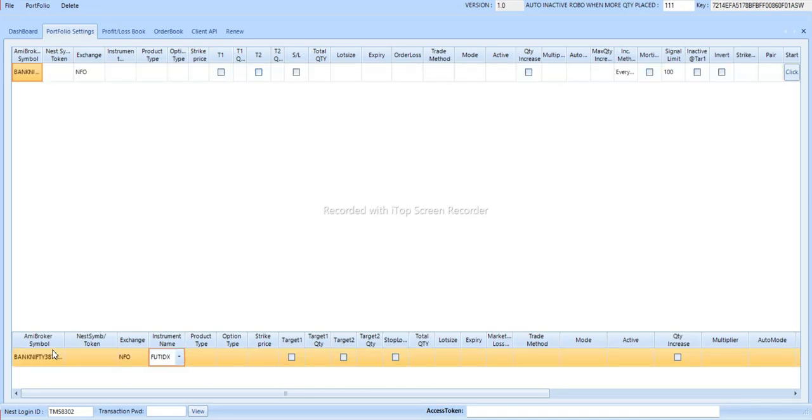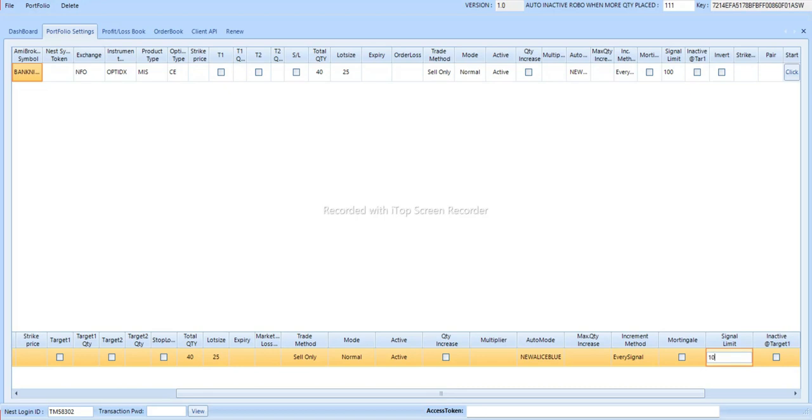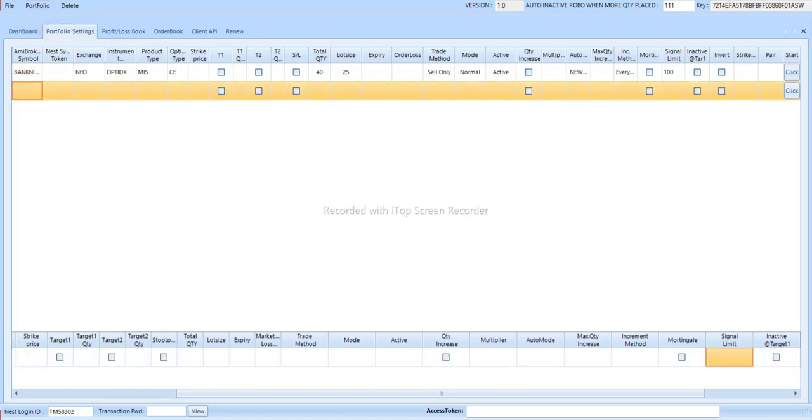Exchange is NFO. Option index. Product type is MIS. Call option. Number of lots is 40. Lot size is 25. Trade method is buy only. Mode is normal. Active. Auto mode is always blue. The second limit is 100. Same like this, we have to add for the put option.